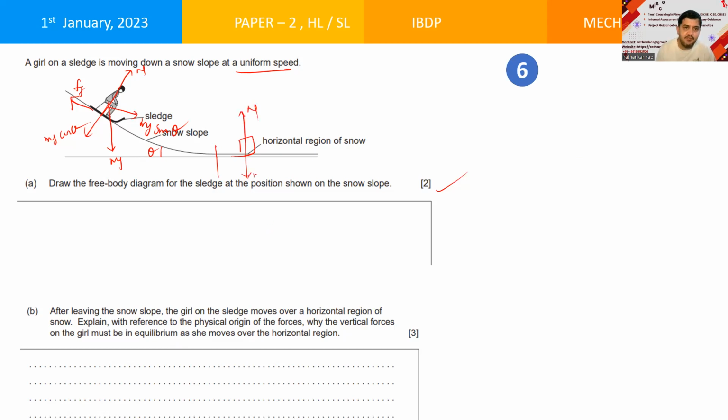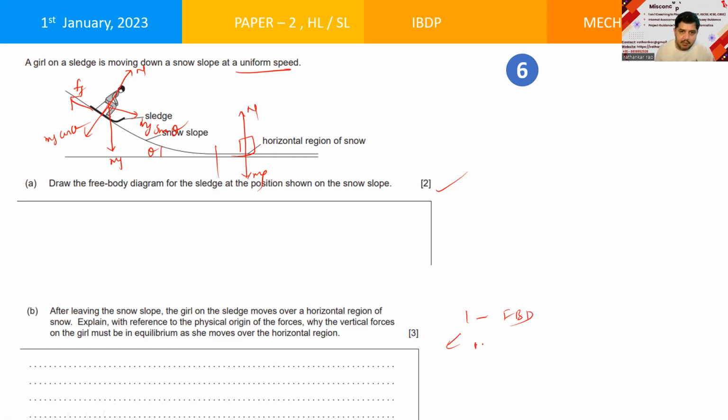The other one is an mg force. Okay. So now first thing is 1 mark goes for your FBD here. You have to mention the two forces that act on the girl when she is in the horizontal region: the normal and the mg force, exactly opposite.